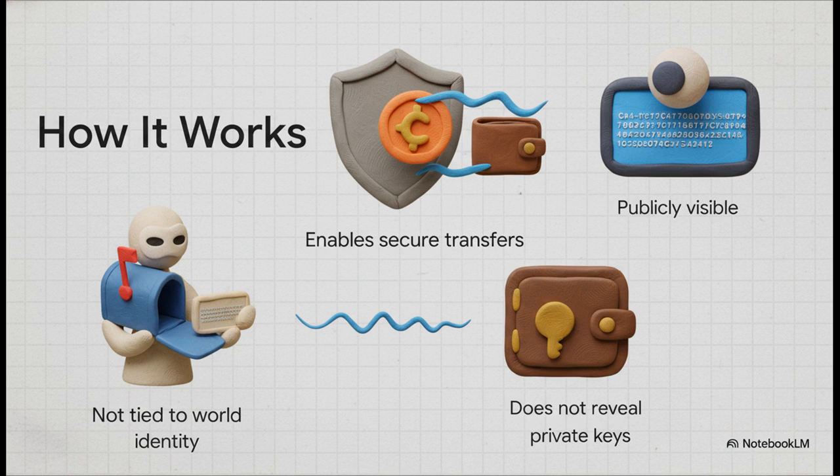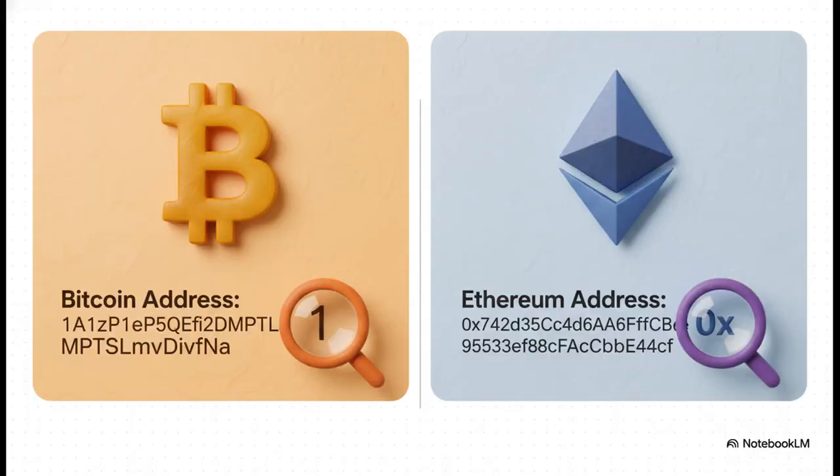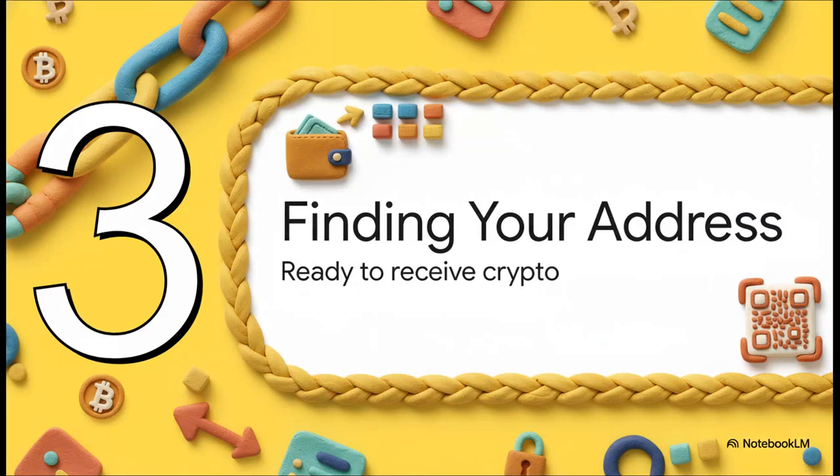Plus, it isn't directly linked to your real-world name or identity, which gives you a nice layer of privacy. Now, here's something you've got to know. Not all addresses are the same. Different blockchains use unique formats. A Bitcoin address, for example, usually starts with a 1 or a 3. An Ethereum address, which is used for literally thousands of different tokens, will always start with 0x. Getting this right is absolutely critical, because sending crypto to the wrong type of address is like putting it in a rocket and shooting it into space. It's gone for good.